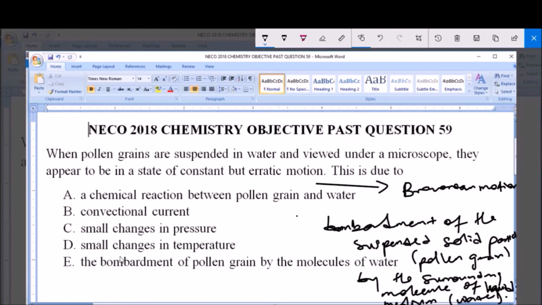And that is option E, the bombardment of pollen grains by the molecules of water. So this is actually the phenomenon that brings about this Brownian motion. Brownian motion is the erratic motion observed. So the answer to this question is option E.